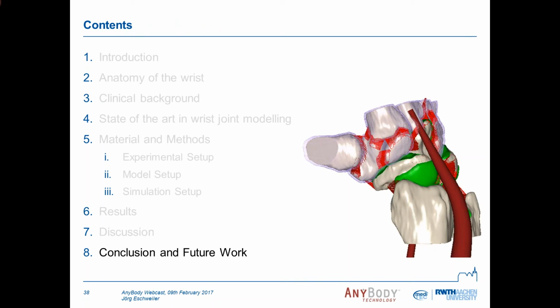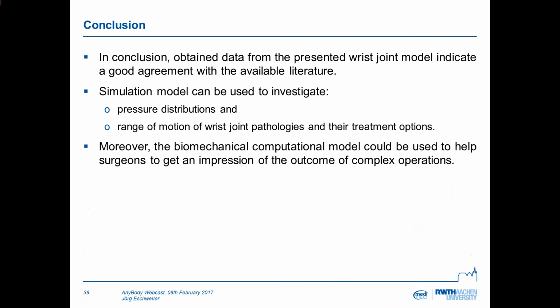Let me conclude and give an outlook of our future work. In conclusion, obtained data from the presented wrist joint model indicate a good agreement with the available literature. Moreover, the simulation model can be used to investigate, on one hand, pressure distributions, and on the other hand, the range of motion of wrist joint pathologies and their treatment options. Moreover, the biomechanical computational model could be used to help surgeons get an impression of the outcome of complex operations.